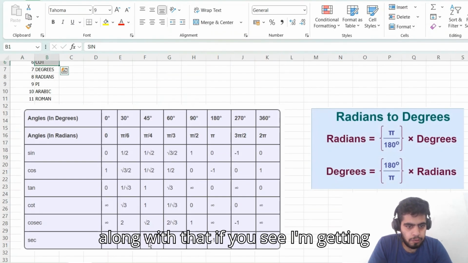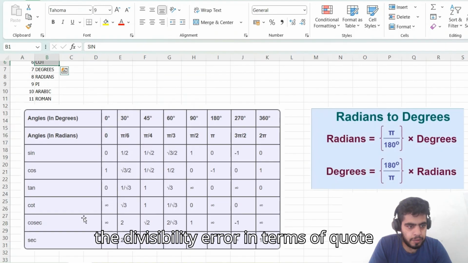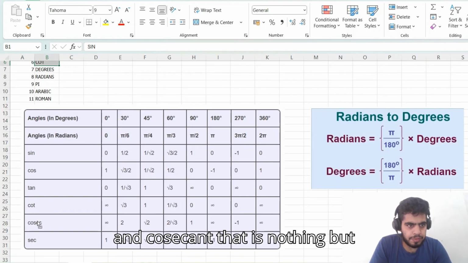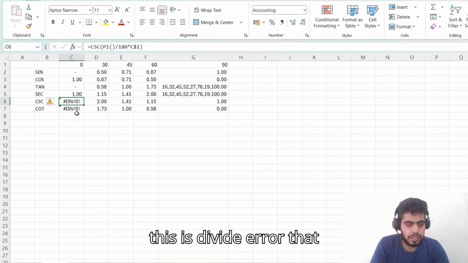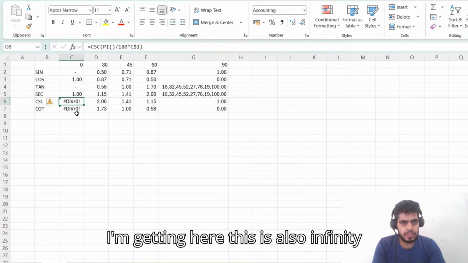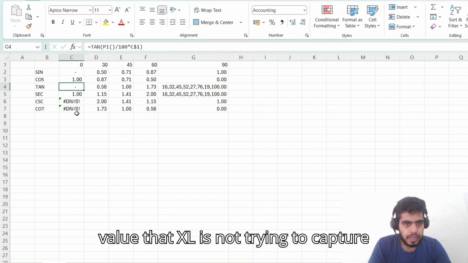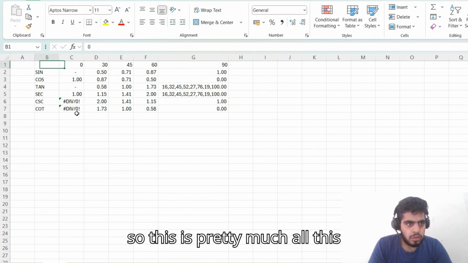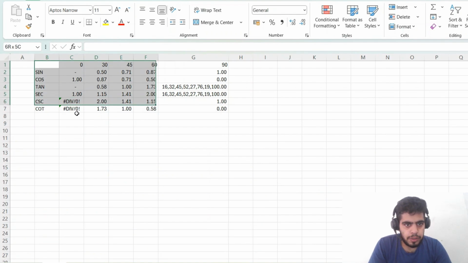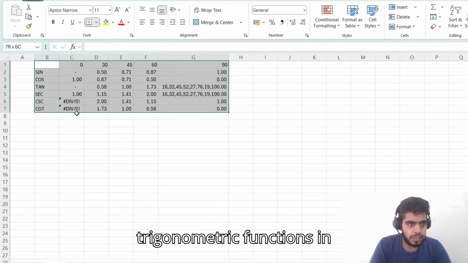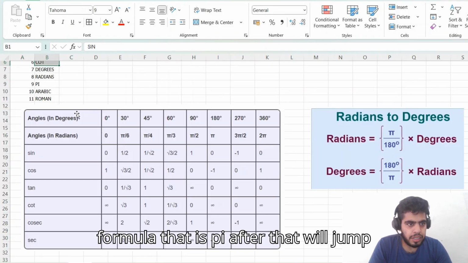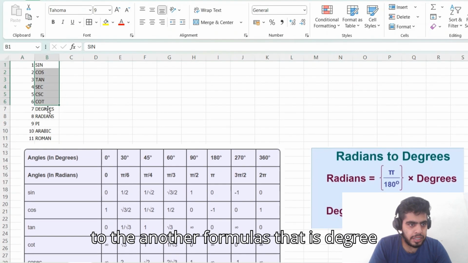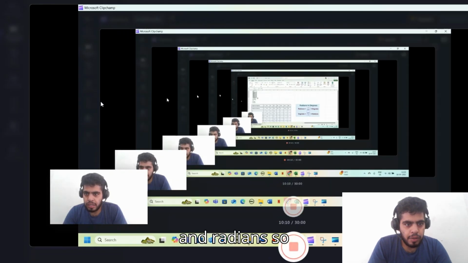And along with that, if you see, I'm getting the divide error in terms of COT and cosecant. This is also an infinity value that Excel is not trying to capture. So this is pretty much all the trigonometric functions. In this, we have covered six formulas and one formula, that is pi. After that, we'll jump to the other formulas, that is degrees and radians.